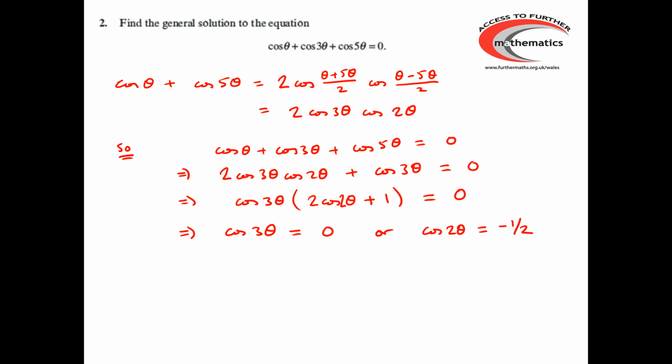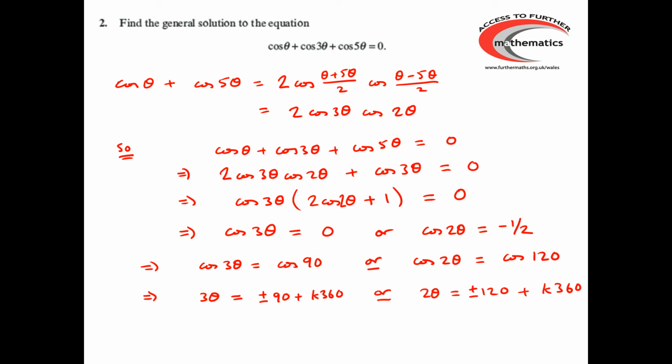Now, if we've got cos 3θ = 0, that's the same thing as cos 3θ = cos 90, if we decide that we're working in degrees. If we've got cos 2θ = -1/2, that's the same thing as cos 2θ = cos 120. So now, using our general solution of equations, that means we can say that 3θ must be ±90 + k360, or 2θ is ±120 + k360, where k is an integer.